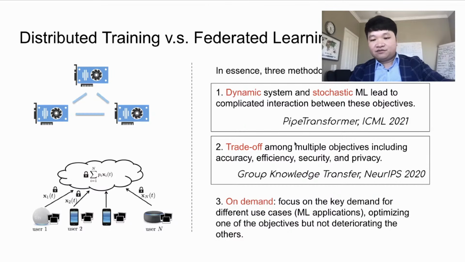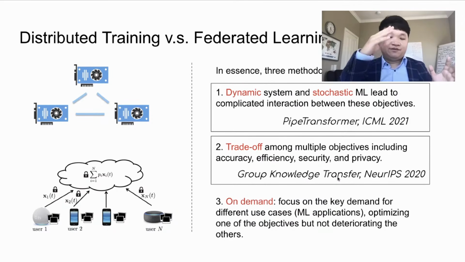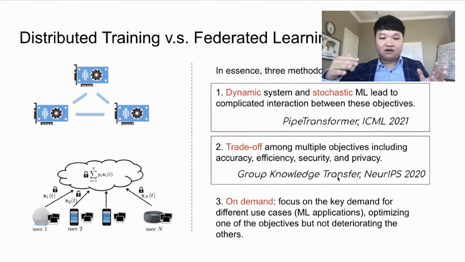So by using group knowledge transfer, I showcase how to do trade-offs for distributed ML systems among multiple objectives. In group knowledge transfer, I showcase the trade-off between communication and computation cost while also guaranteeing accuracy. So next, let me show you how to do ML research from an on-demand perspective.